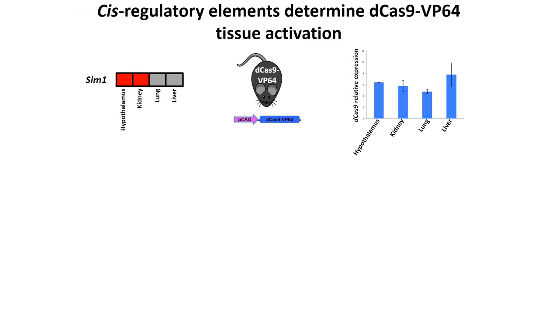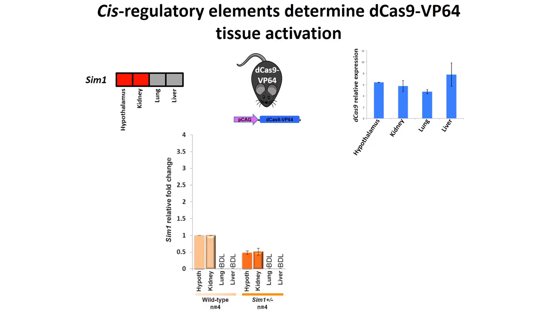Another interesting finding here was tissue specificity. So SIM1 is expressed in the hypothalamus and in the kidney, but not in the lung and the liver. Our dCas9-VP64 mice have a CAG promoter, which is a ubiquitous promoter, meaning that Cas9 is expressed in most tissues. And you can see here in the hypothalamus, kidney, lung, and liver on the right, that Cas9 is expressed in all these tissues, and the same for the guide. So technically, we could be upregulating SIM1 in all tissues.